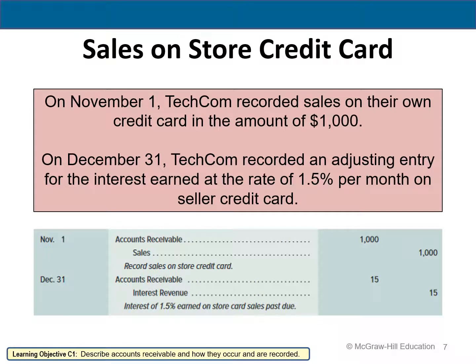And then on the 31st, we have to make an adjusting entry to recognize the interest earned on our store card. We're the issuing party of that credit card. And so we're going to record an account receivable of $15 and interest revenue for $15.